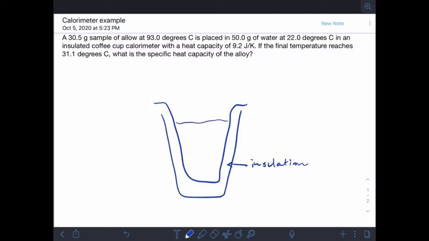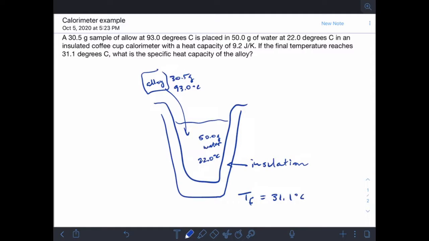Okay, so we've got our 50 grams of water, initially at 22 degrees C. And then we're going to add in our alloy, which is 30.5 grams at 93 degrees C. And then our T final of the water comes out to be 31.1 degrees. So our hot metal goes into the cool water, the water warms up, the metal cools down.